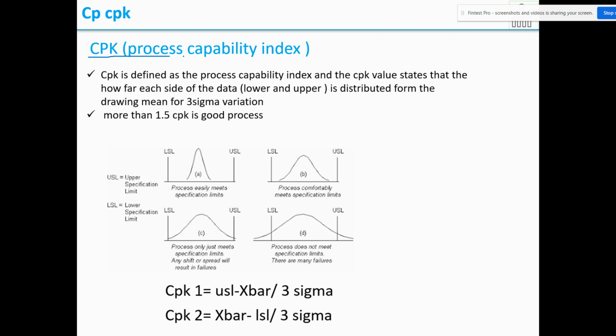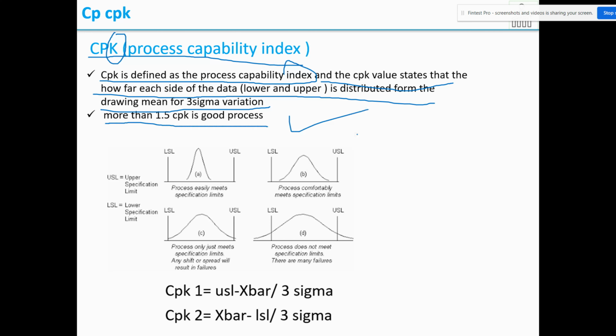So next is CPK, the process capability index. This is nothing but your index. That means how much your data or process mean is deviated from the drawing mean. CPK is defined as a process capability index, and the CPK value states how far each side of the data, lower and upper, is distributed from the drawing mean for 3 sigma variation. By 3 sigma we are considering lower and upper from the middle. Therefore, more than 1.5 CPK is a good process.